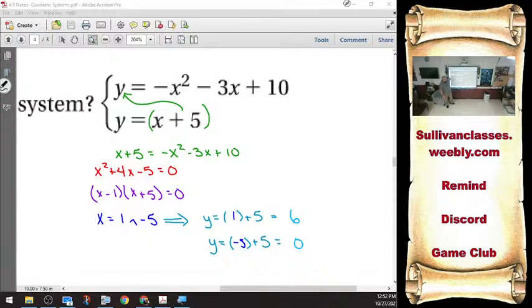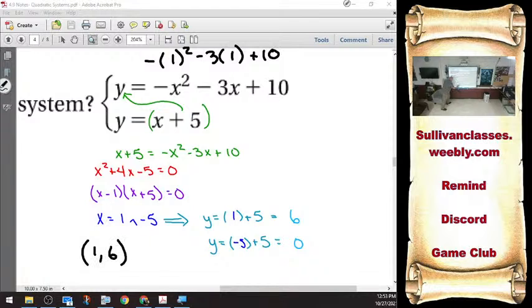And I'm plugging that into the linear equation. I could plug those into the quadratic if I wanted, because it's supposed to be a solution for both. Right? I could put the 1 in here, and I'm still going to get -1 minus 3 is -4 plus 10 is 6. Okay? I still get that same answer.